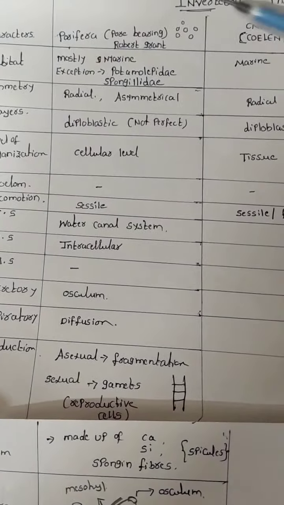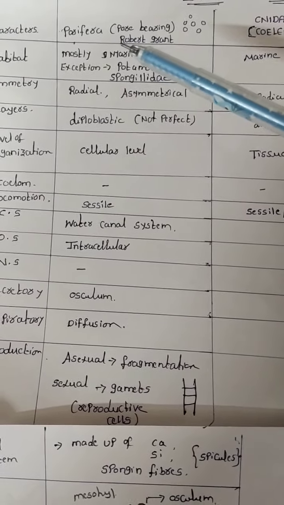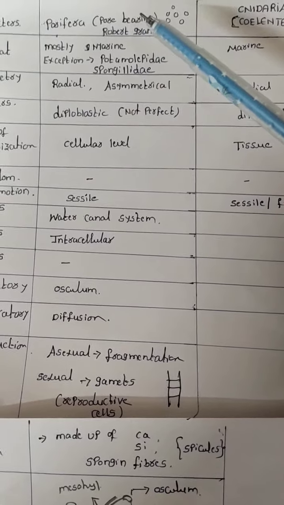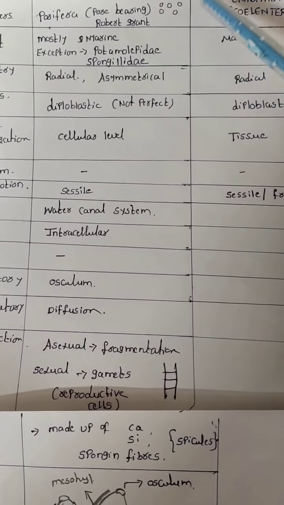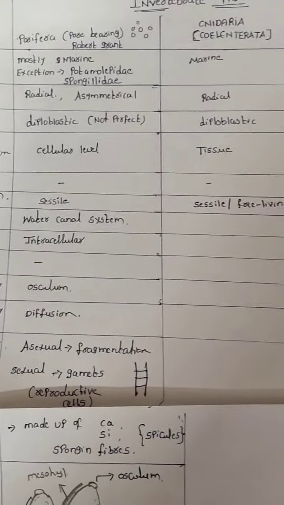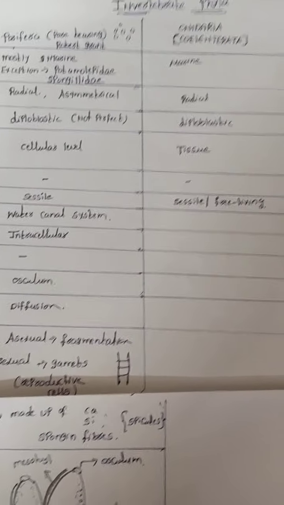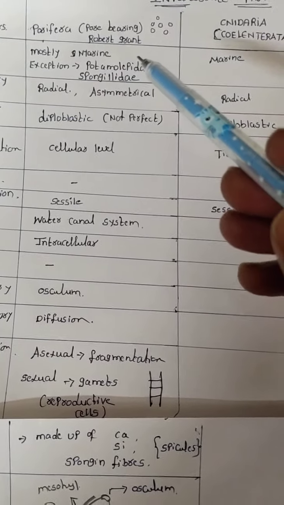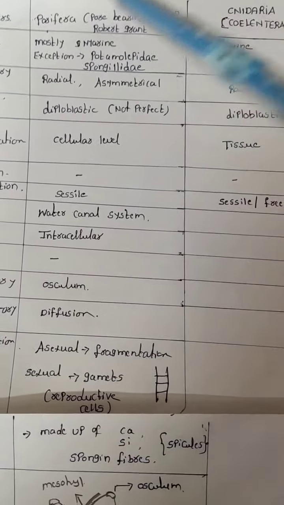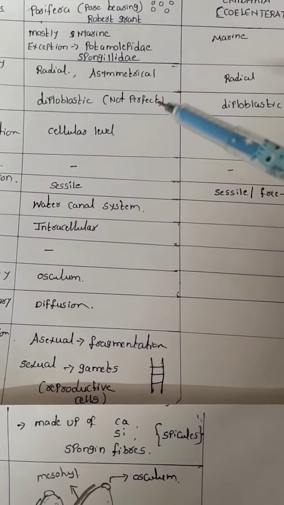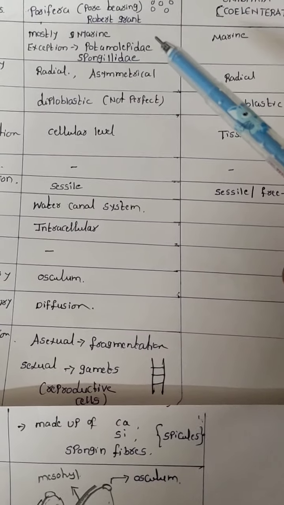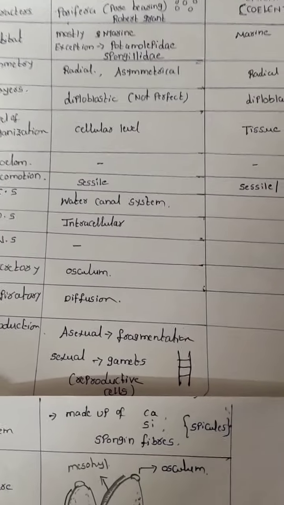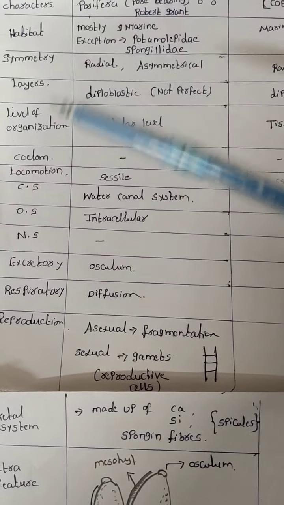Now first, why is it called Porifera? Porifera means the organism has pores. Pores indicate holes. That's why the body is totally pore-bearing, and this phylum is called Porifera. The term Porifera was coined by a scientist named Robert Grant. Now we can go for the characteristics.